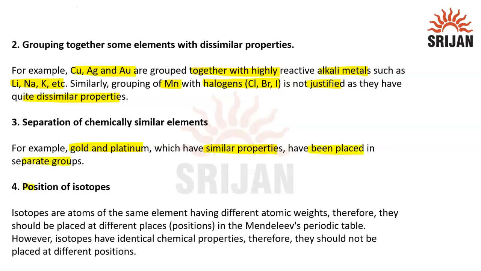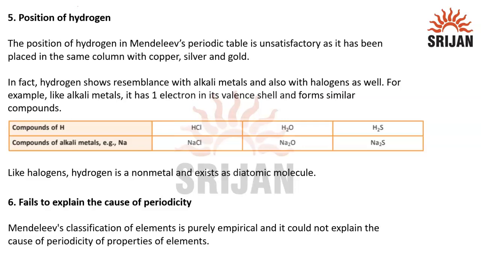Then the problem was position of isotopes. Isotopes are the atoms of the same element having different atomic weights. As the periodic table was on the basis of atomic weights, there had to be different places for the isotopes, but this doesn't happen. Isotopes actually have identical chemical properties. They should not be placed at different positions, and they should be placed in the same position. Then the position of hydrogen.